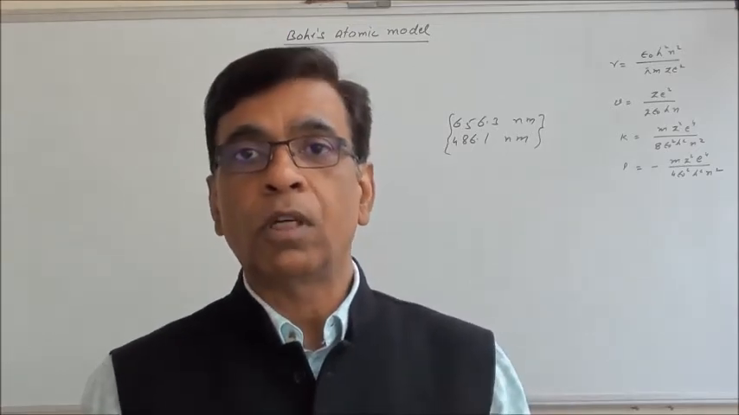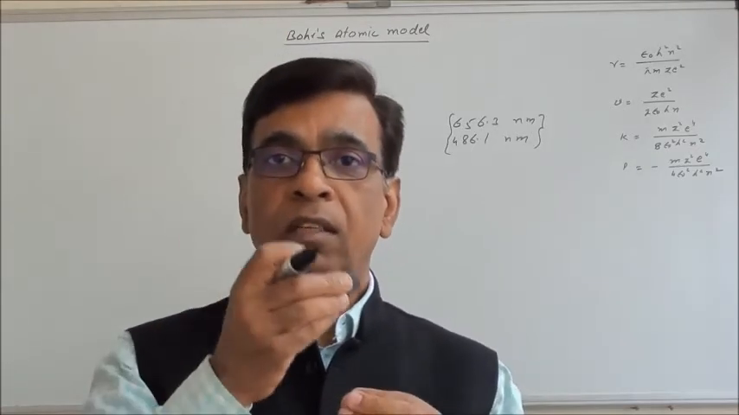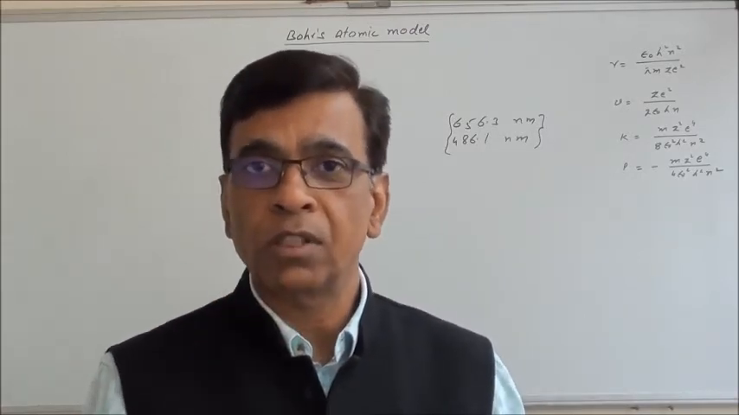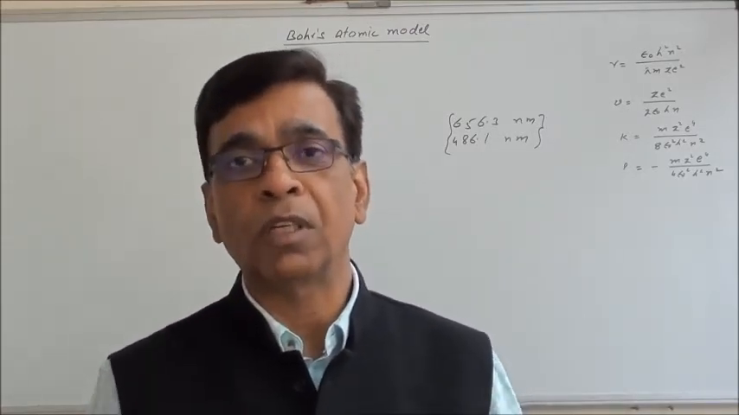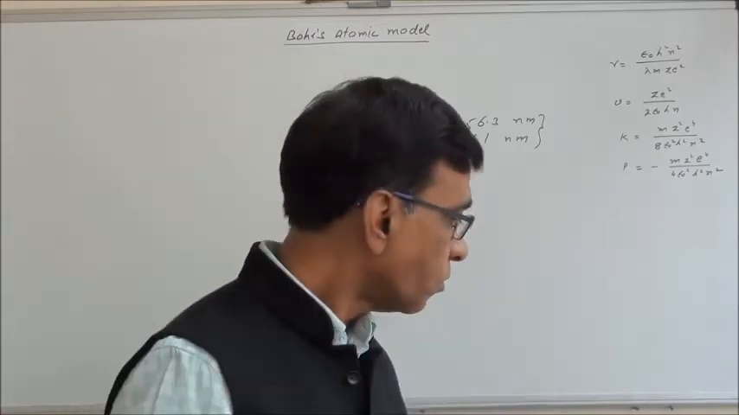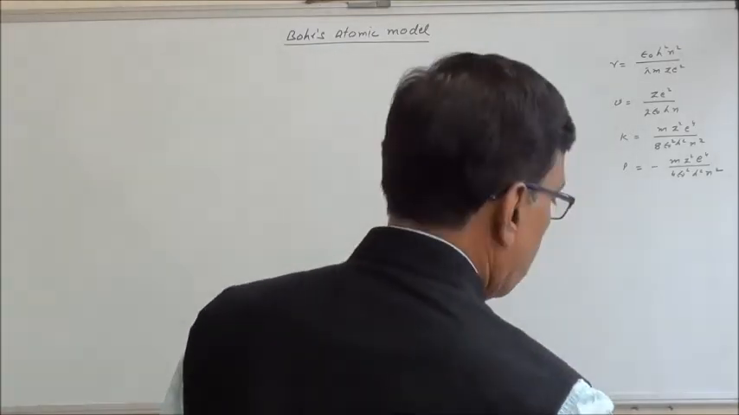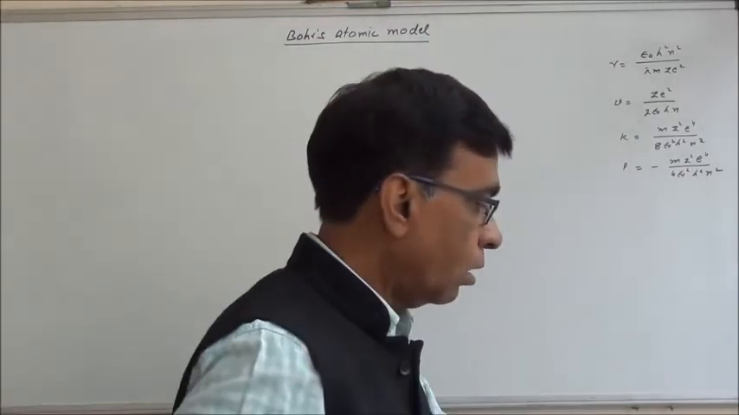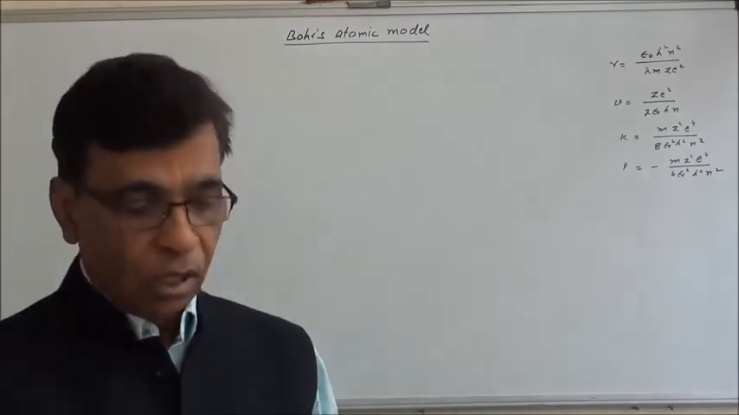In the Rutherford model, it was said that the electron is moving, its motion is accelerated motion, so it should continuously lose its energy and should give out radiations of all possible wavelengths. So it means Rutherford couldn't explain the hydrogen spectrum.